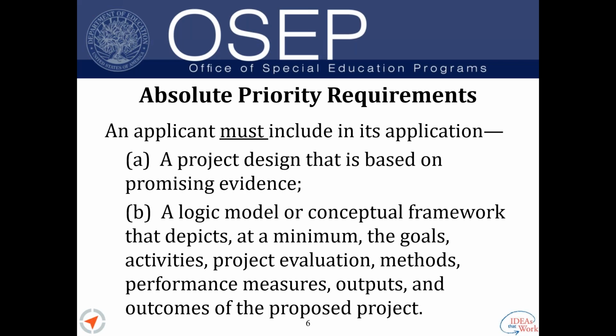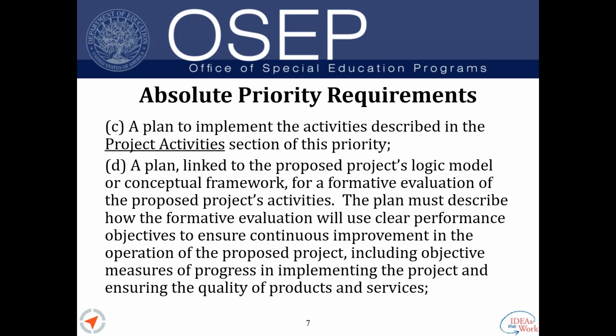Now I want to talk about the requirements for the absolute priority that applicants must include in the application. First, they must include a project design that is based on promising evidence, a logic model or conceptual framework that depicts at a minimum the goals, activities, project evaluation methods, performance measures, outputs, and outcomes of the proposed project. A plan to implement the activities described in the project activities section of this priority.